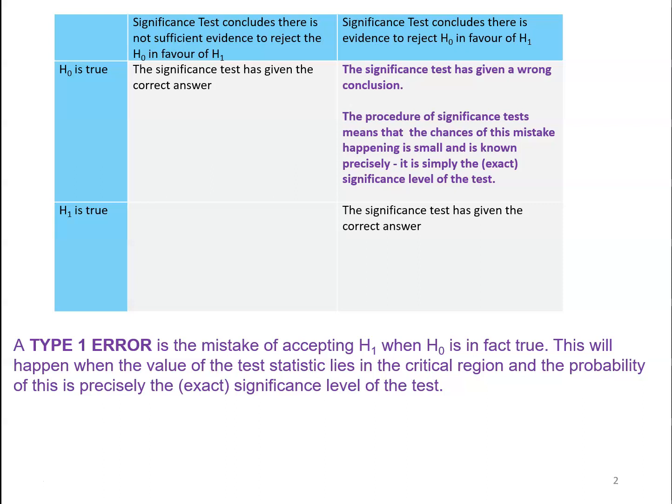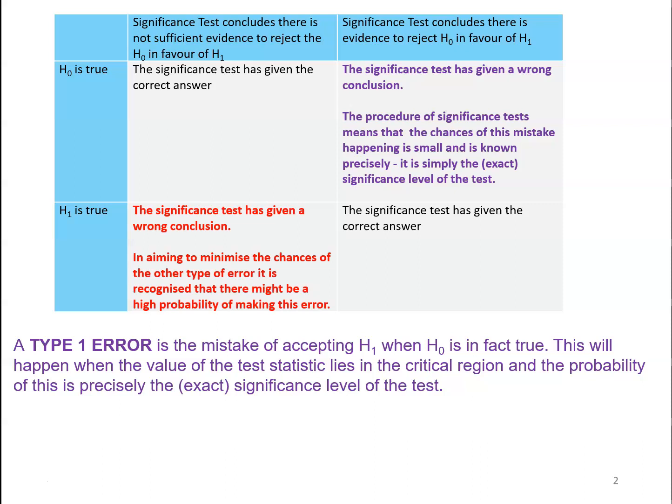The other way in which we can make a mistake is if the alternative hypothesis is in fact true, but the significance test concludes that there is not sufficient evidence to reject the null hypothesis in favour of the alternative hypothesis, so we end up accepting the null hypothesis, in which case we have made the mistake of accepting the null hypothesis when the alternative hypothesis is in fact true, which is an incorrect conclusion.